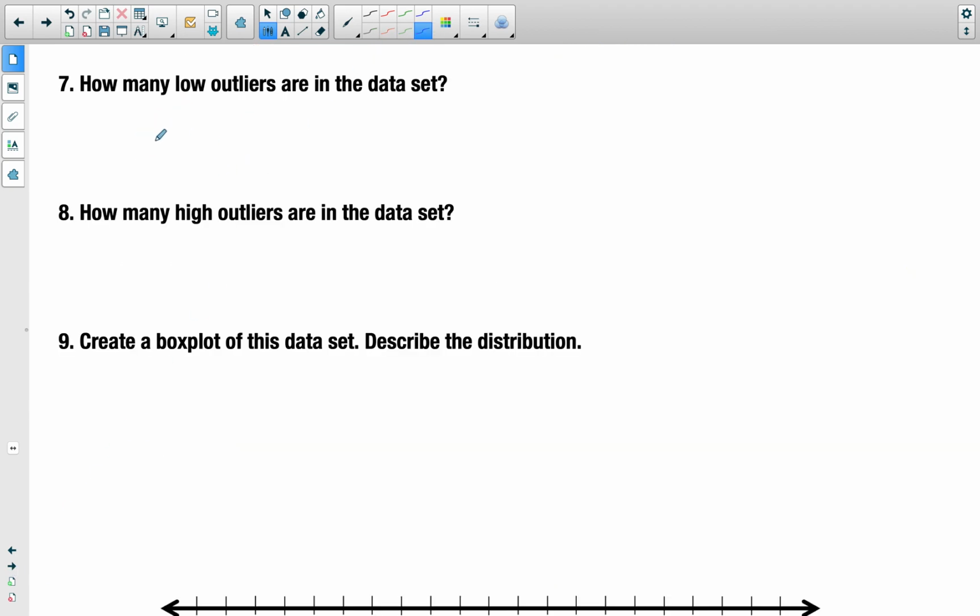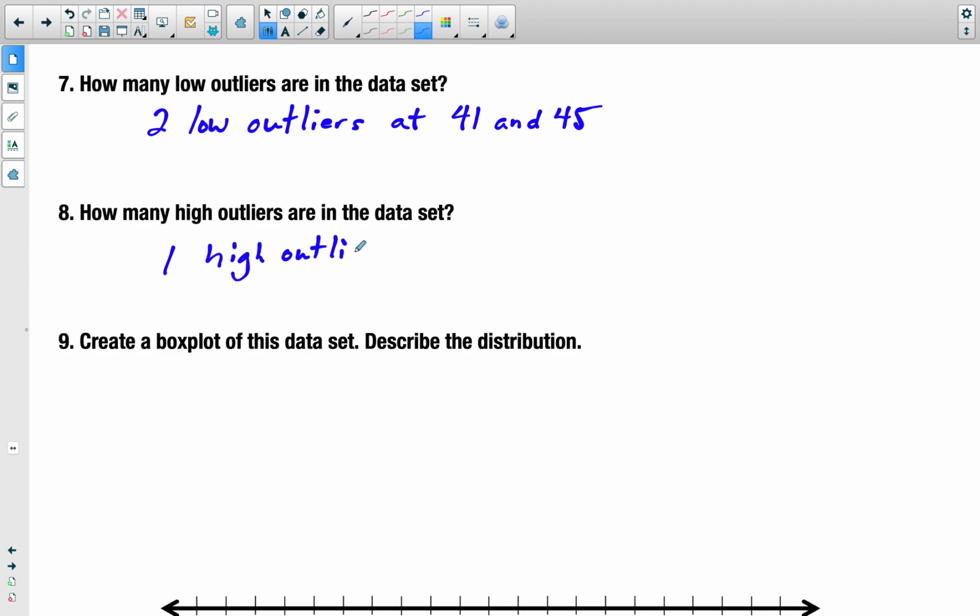How many low outliers? We have 2 low outliers at 41 and 45. And we have 1 high outlier at 101.